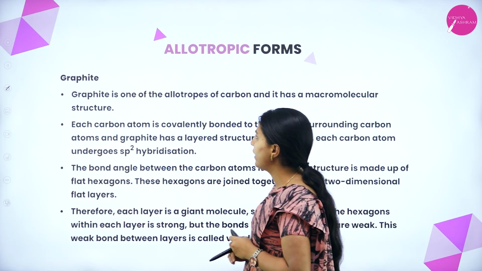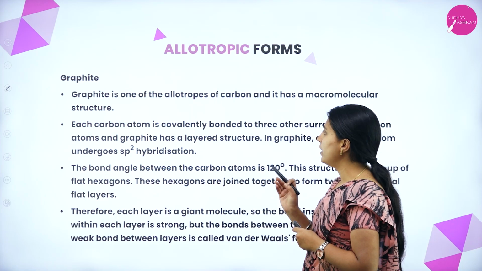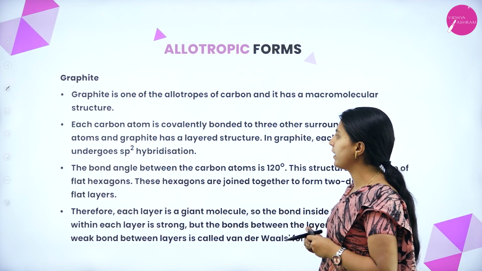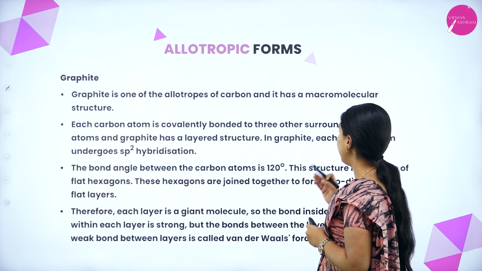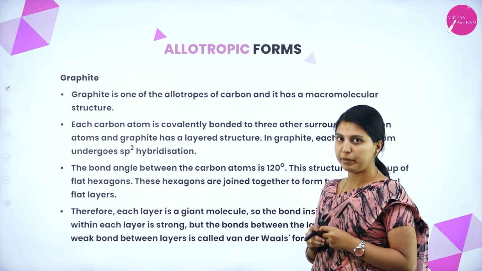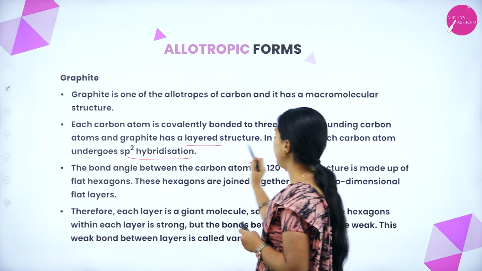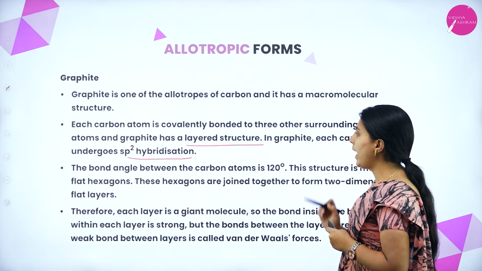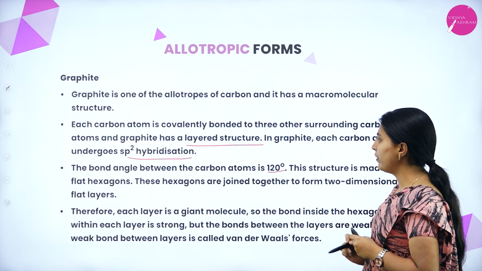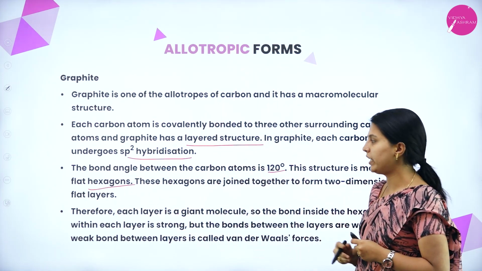Next, graphite. Graphite is one of the allotropes of carbon and it has a macromolecular structure. Each carbon atom is covalently bonded to 3 other surrounding carbon atoms and graphite has a layered structure. In graphite, each carbon atom undergoes sp2 hybridization. Diamond is sp3, graphite is sp2 hybridized, and it has a layered structure. The bond angle between the carbon atoms is 120 degrees. This structure is made up of flat hexagons, which is why it shows a layer by layer structure.